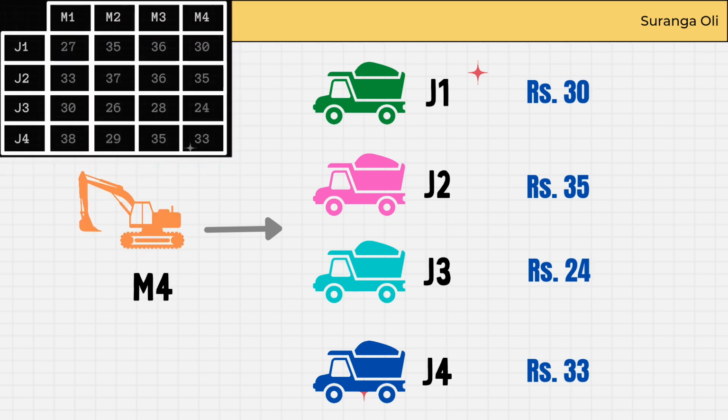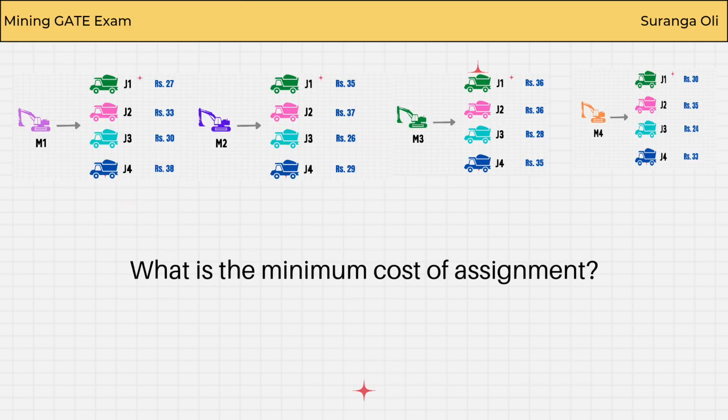Finally, if machine 4 does the job of J1, it will cost you rupees 30. If it does the job of J2, it will cost you 35 rupees. If it does the job of J3, it will cost you only 24 rupees. If it does the job of J4, it will cost you rupees 33. This is what they have asked in the question: what is the minimum cost of assignment?